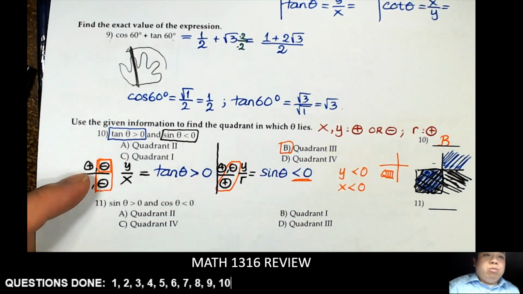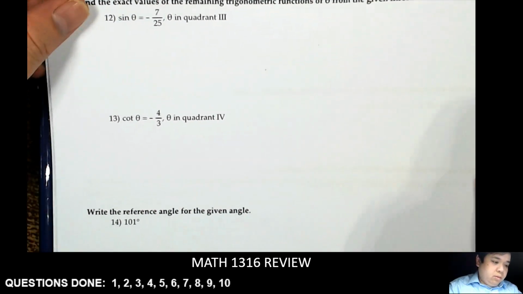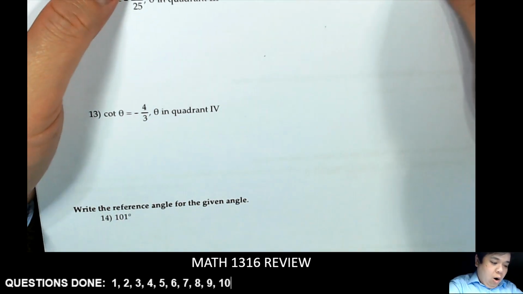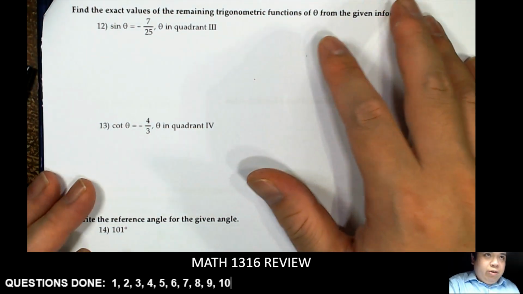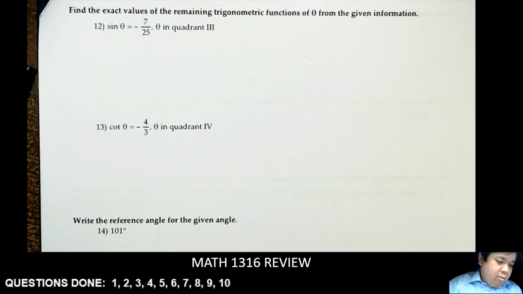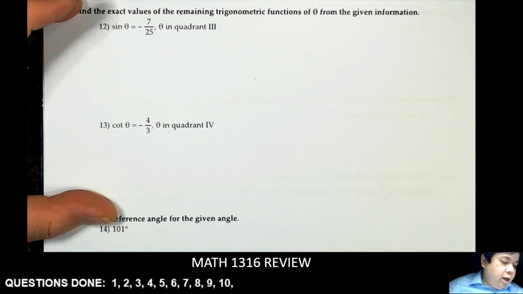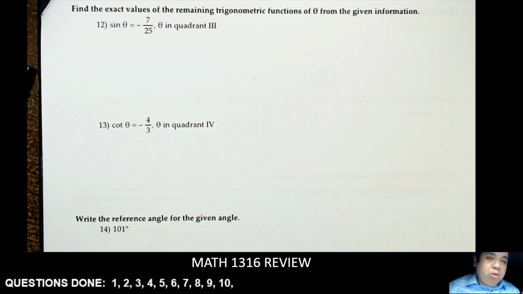Right, I'll let you do 11. Also, we will not do all of this. Just do a few, just to get the idea. By the way, this is important, so I think we do both 12 and 13. Right. So, find the exact values of the remaining trigonometric functions.